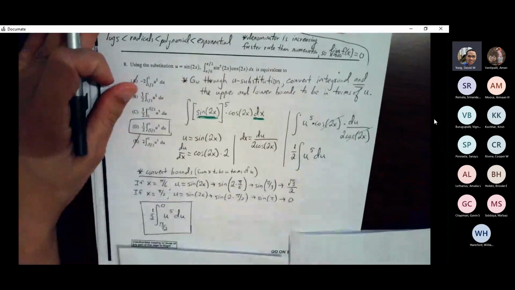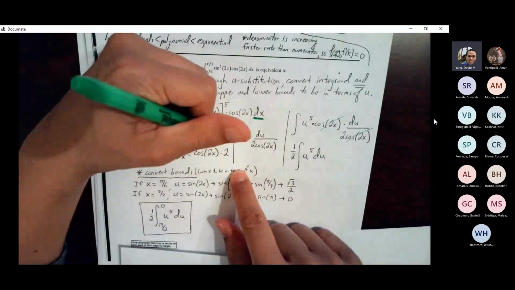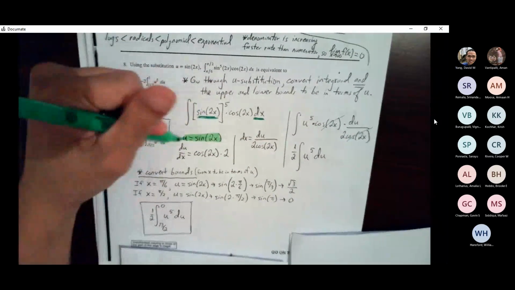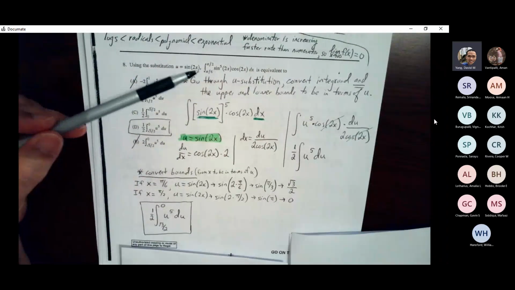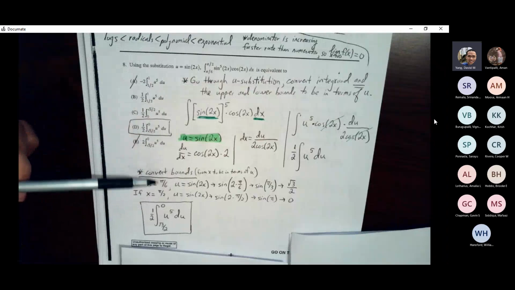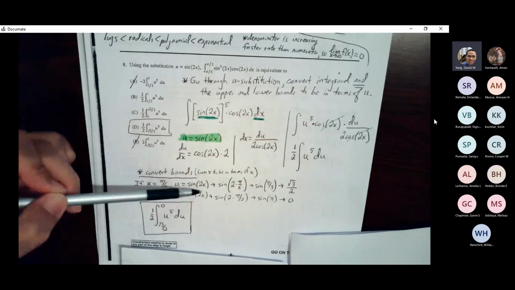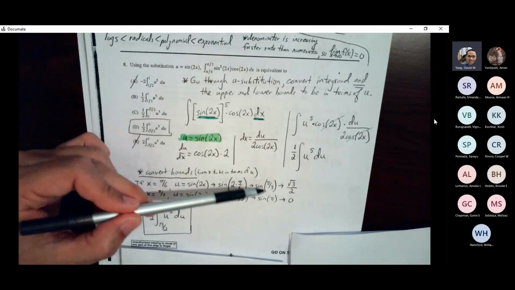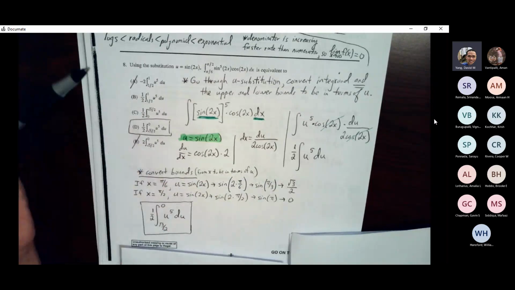Okay, so we go through and we convert our bounds. This is the way we convert. We use this formula here. This is our conversion formula. U equals sine of 2x. If our lower bound starts off as x equals pi over 6, we make that substitution, u equals sine of 2x. So for x, 2 times pi over 6 is pi over 3. Sine of pi over 3, recall your unit circle value, is root 3 over 2.